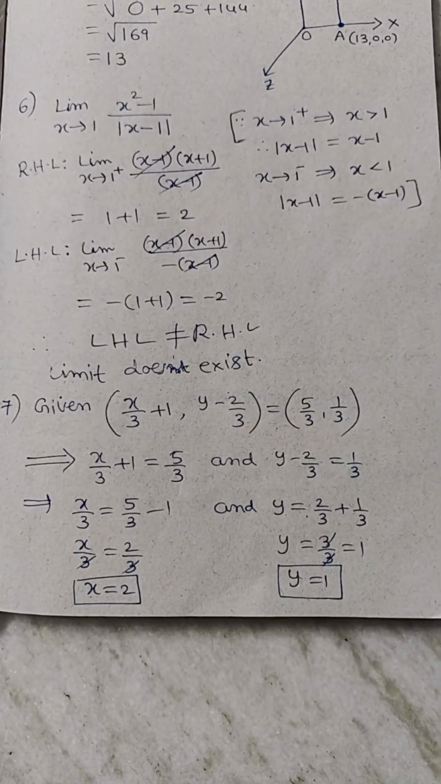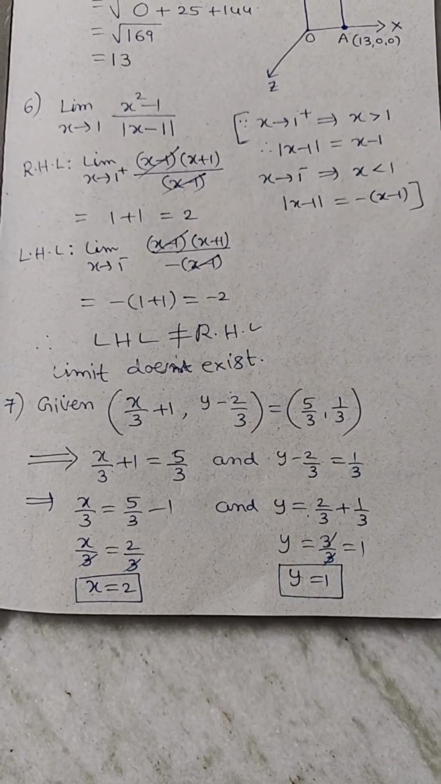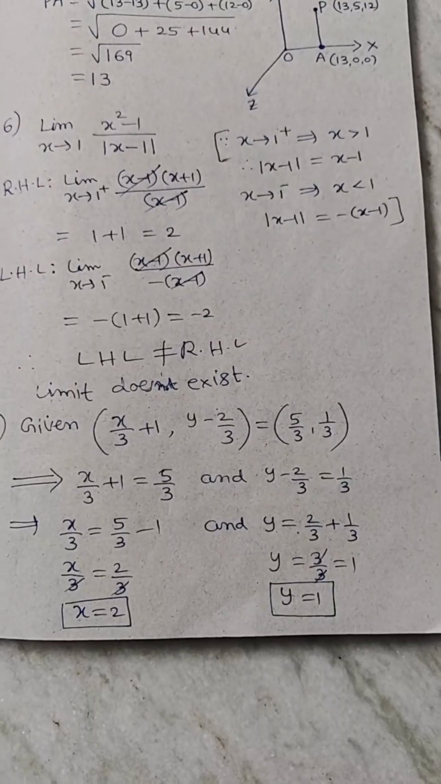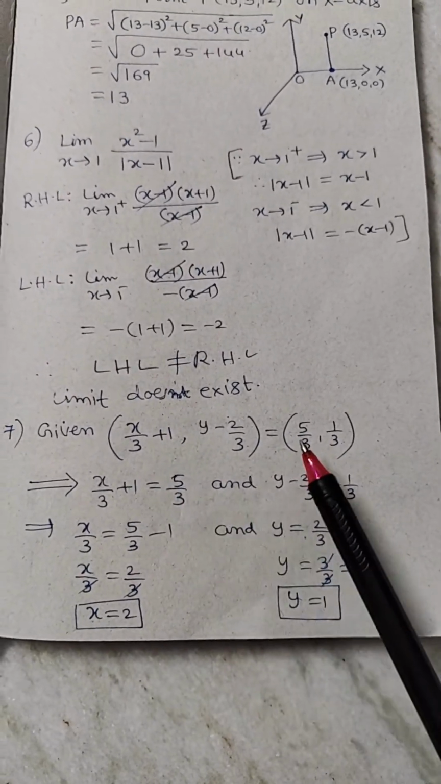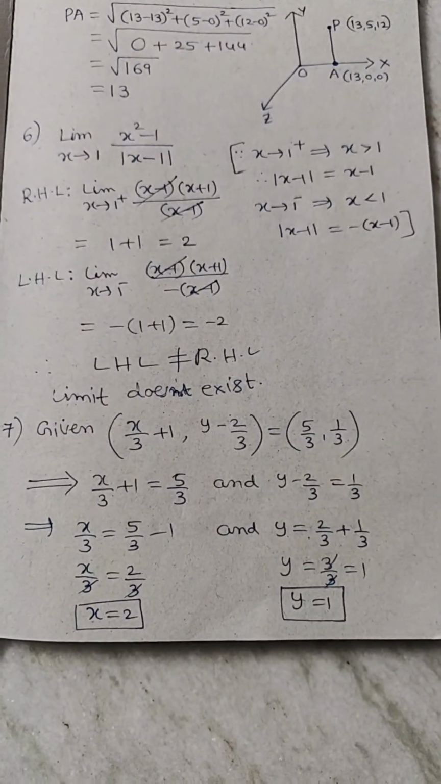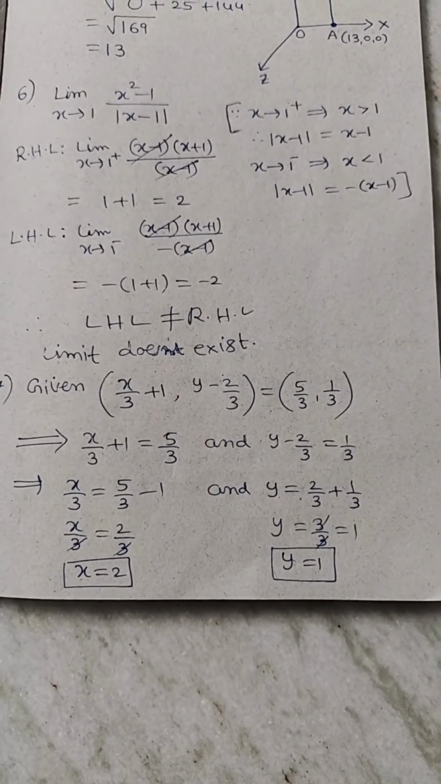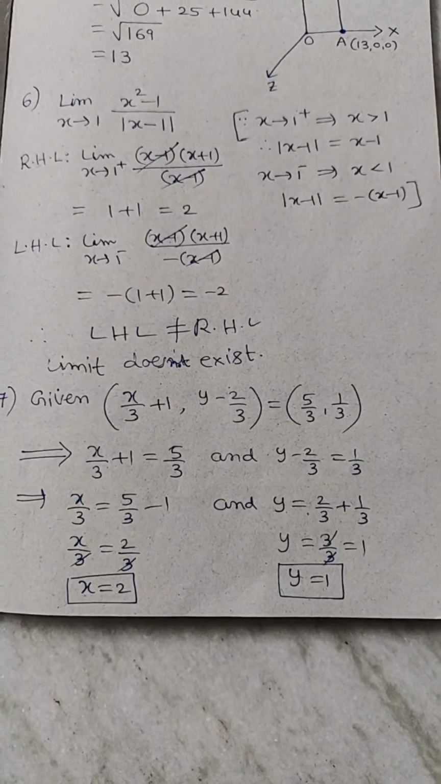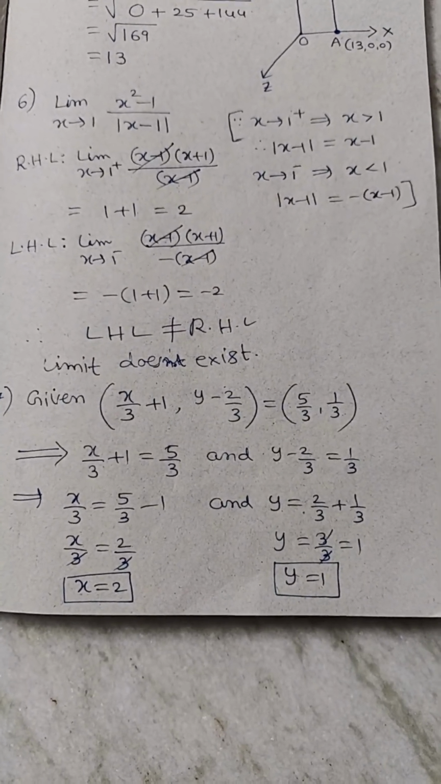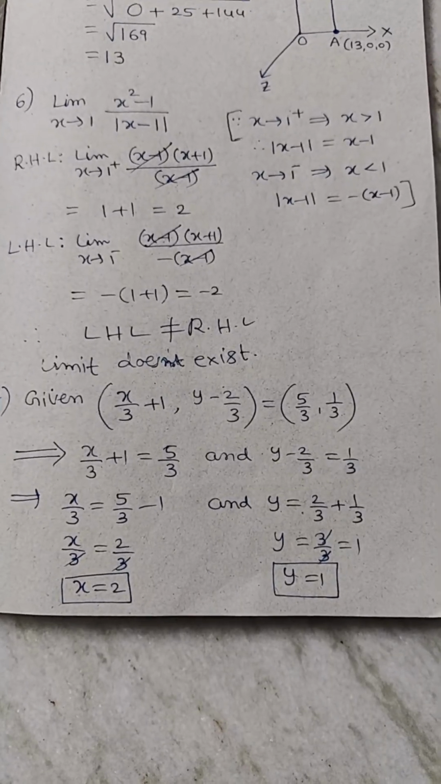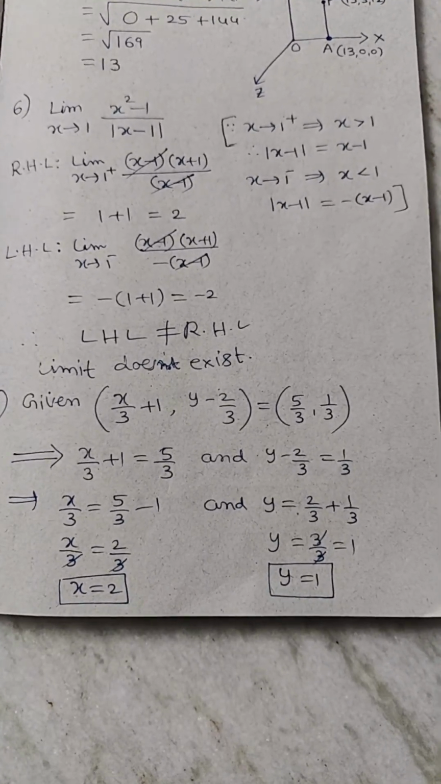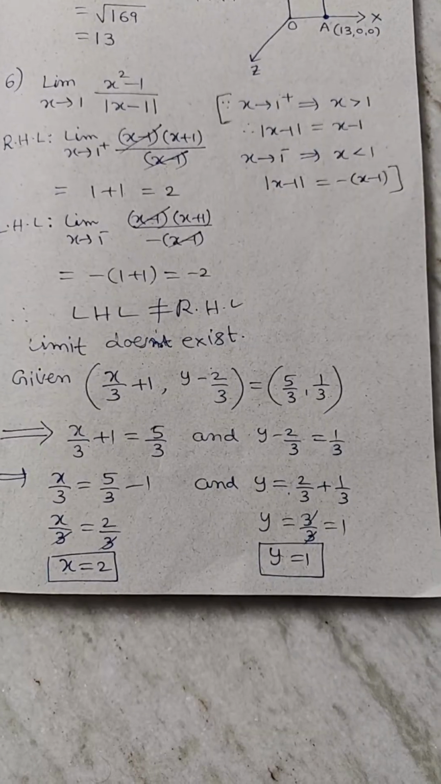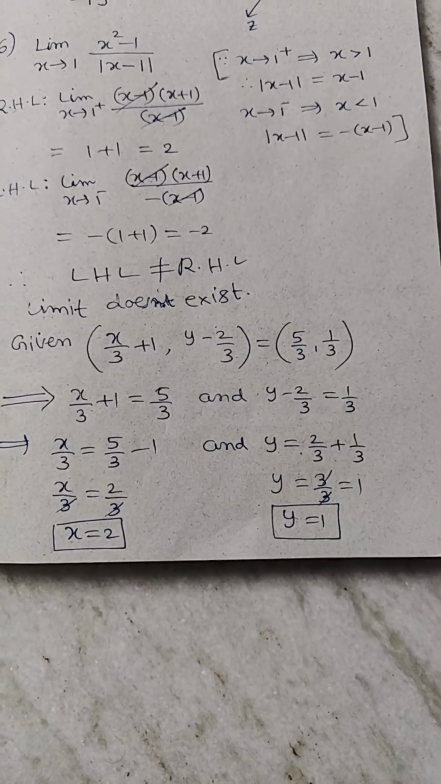Given (x by 3 plus 1, y minus 2 by 3) equal to (5 by 3, 1 by 3). So comparing x coordinates and y coordinates respectively, you will get x by 3 plus 1 equal to 5 by 3 and y minus 2 by 3 equal to 1 by 3. So 1 bring this side, x by 3 equal to 5 by 3 minus 1, which is equal to 2 by 3. Next, y equal to 2 by 3 plus 1 by 3. So 2 by 3 plus 1 by 3 is 1. Here x by 3 is equal to 2 by 3. Denominators we can cancel. X is equal to 2, y is equal to 1.